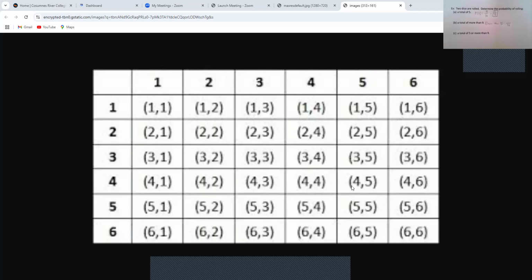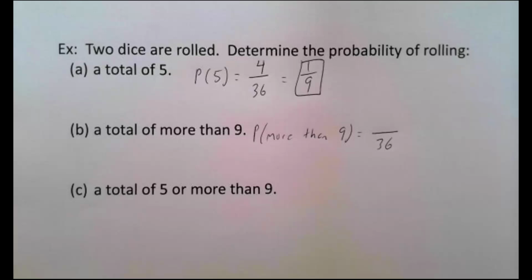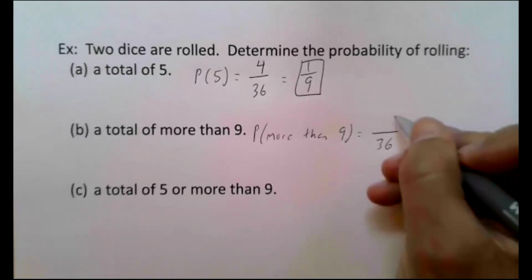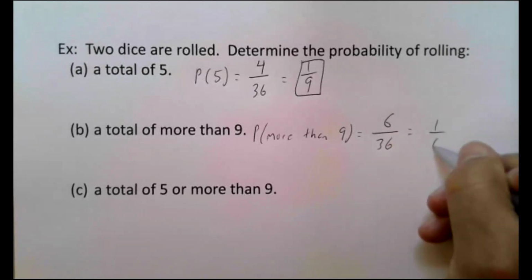Because if you keep going up, this diagonal adds up to 9, but that's not more than 9. Okay, so it's these 6 here that are adding up to more than 9. 6 out of 36. Divide top and bottom by 6.